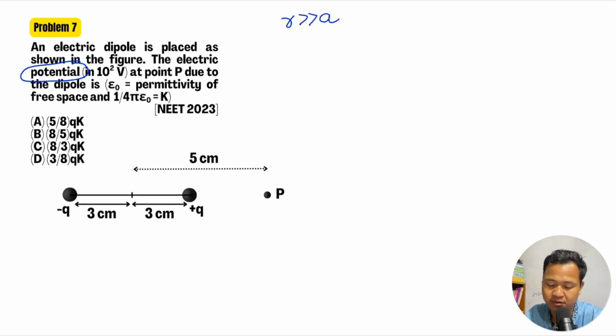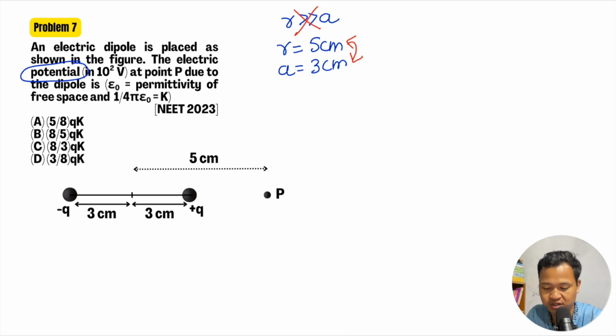But in this question, if you see, R is 5 centimeter and A is 3 centimeter. So it is not valid here, they are not such that R is much greater than A. Therefore this assumption does not hold, so the final formula that we have derived, kp by r cube, kp by r square, is not valid.